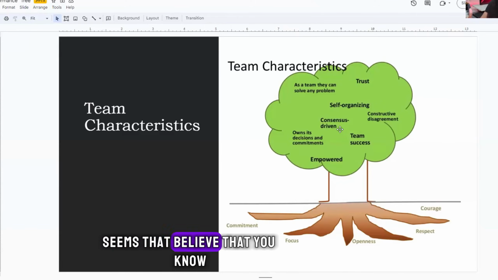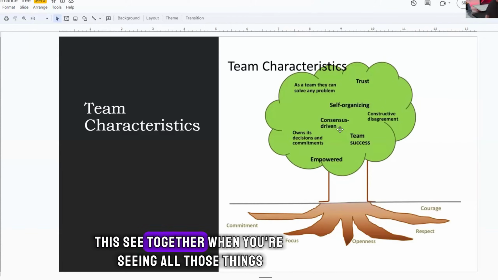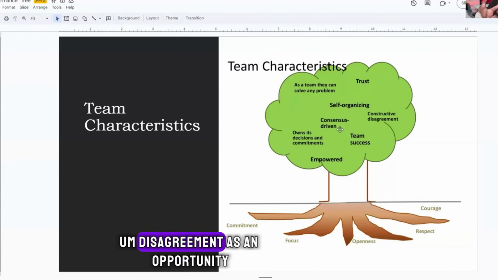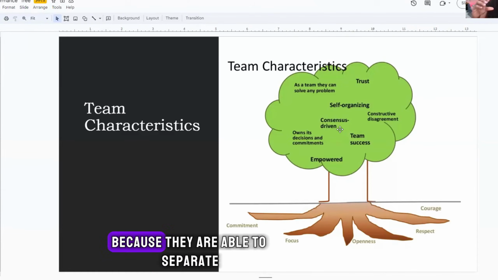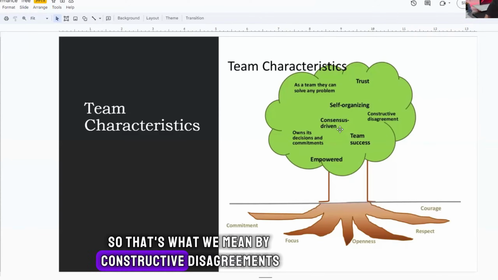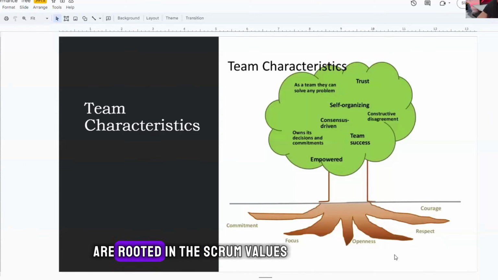So you would also be observing team success when you're seeing all these things. And teams that actually see disagreement as an opportunity, because they're able to separate the issue from the person, and they focus on the issue and resolve that issue. So that's what we mean by constructive disagreement. So that will be the characteristics of teams that are rooted in the Scrum values.